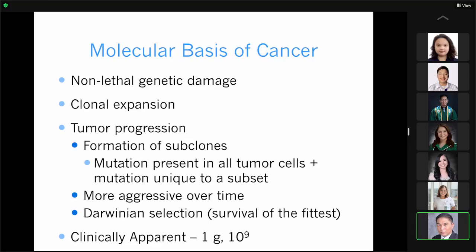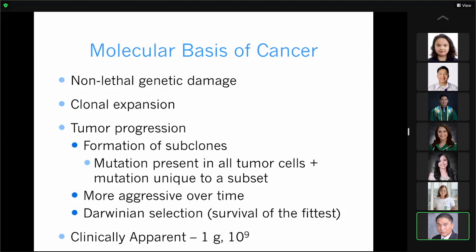That cell with mutation has to survive. And then there will be clonal expansion. So there will be production of more cells carrying the same mutation, clonal expansion. And then there will be tumor progression. In tumor progression, on top of the original mutation, let's say it's mutation A, and there are 1,000 cells already, there will be formation of subclones.